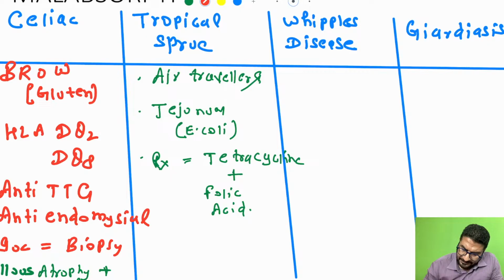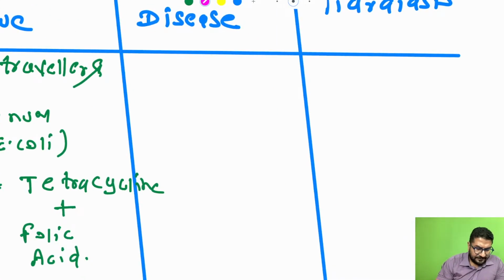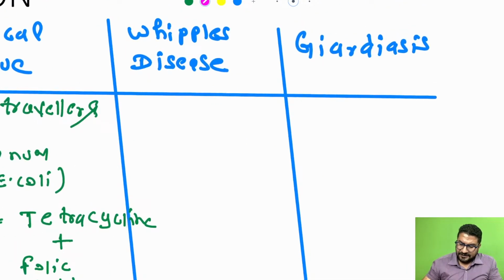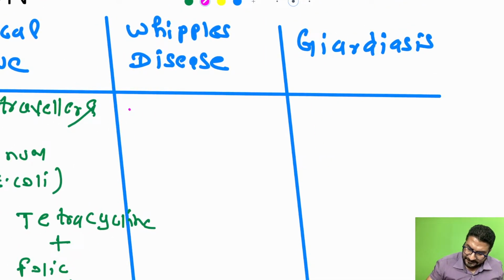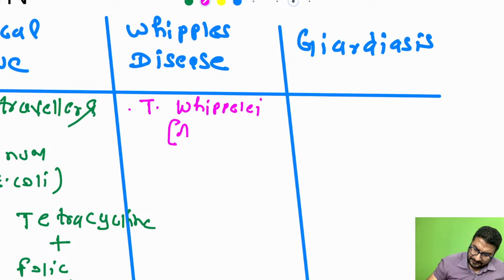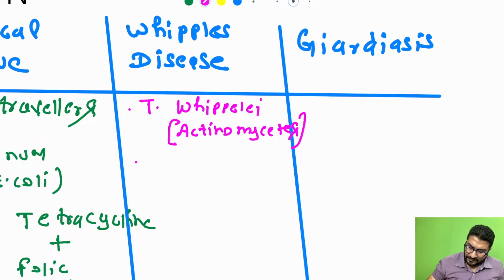Now coming to Whipple disease. Whipple disease, this is important, right. Understand, in Whipple disease what you have to remember, it is something where we have to remember just two important things. First is the causative agent is Tropheryma whipplei. और याद रखना ये एक बैक्टीरिया है, और ये बैक्टीरिया किस में आता है, it comes under Actinomycetes. Second important thing is you will see PAS positive, you will notice PAS positive macrophages.